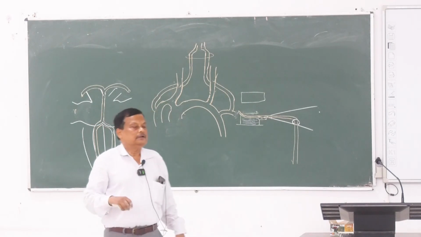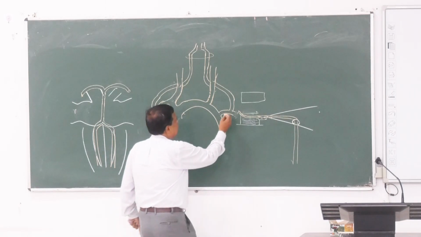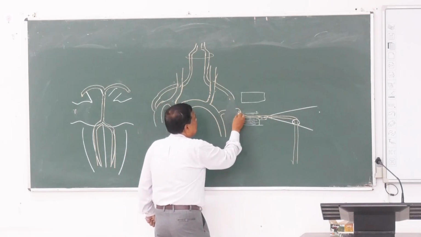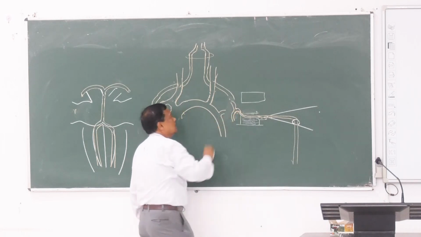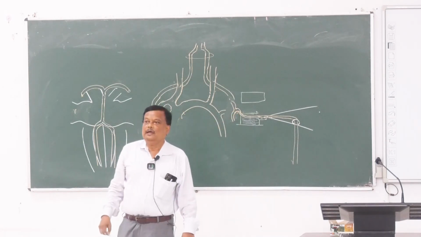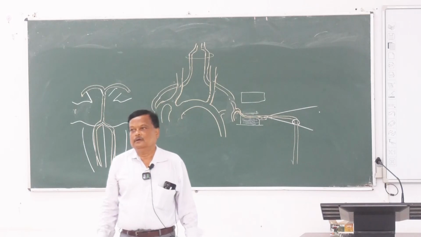And here it divides, it again makes a bend. It makes a bend and divides into two terminal branches known as the anterior cerebral artery and middle cerebral artery.